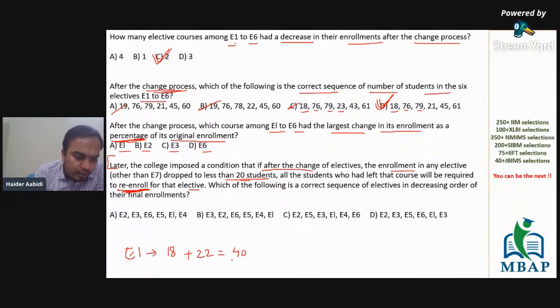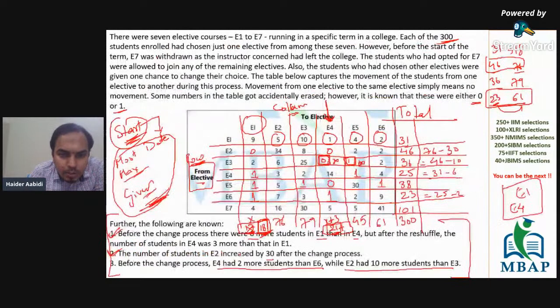E1 becomes 40. Now obviously, if this is changing, that means those numbers are going to be reduced from each of the columns, right? That means 76 may say 5 is going to go out, 79 may say 10 is going to go out, 21 may say 1 is going to go out, 45 may say 4 is going to go out, 61 may say 2 is going to go out, everyone. So now what happens? You're going to have new numbers coming up.